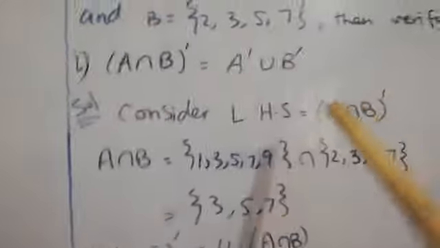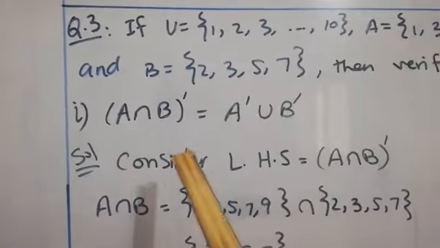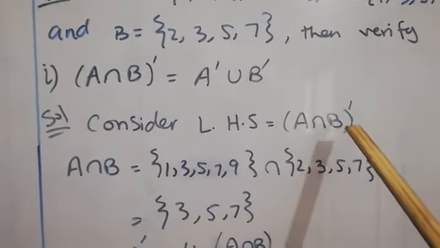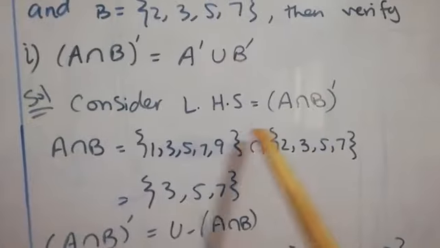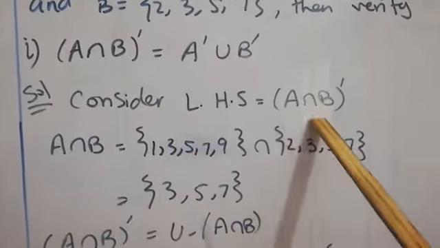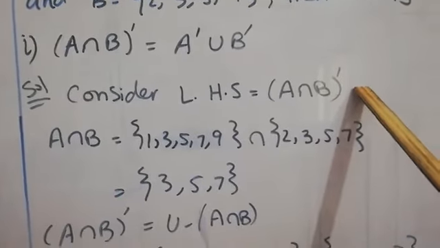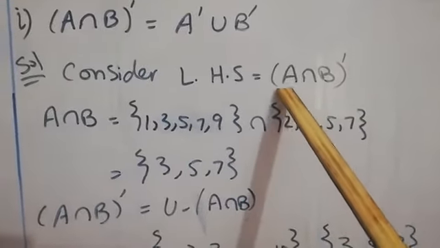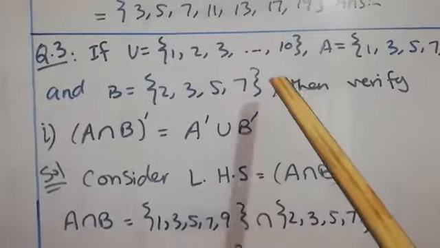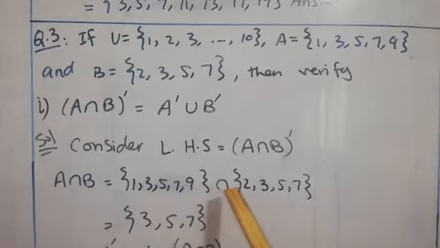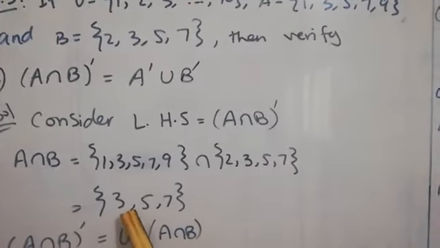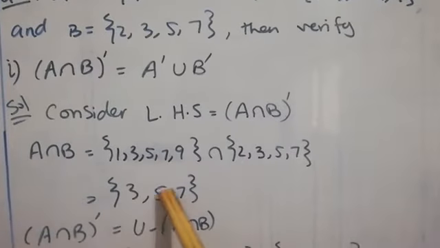So first of all, we will prove this equation. Since it is in equation form, first we will consider one side, then the second side, and at the end we will compare their answers. First we will consider the left hand side, (A intersection B) whole complement. First we will solve the bracket, A intersection B. Write the elements of set A, which is odd numbers, and set B, which is prime numbers. There are only three common elements: 3, 5 and 7.